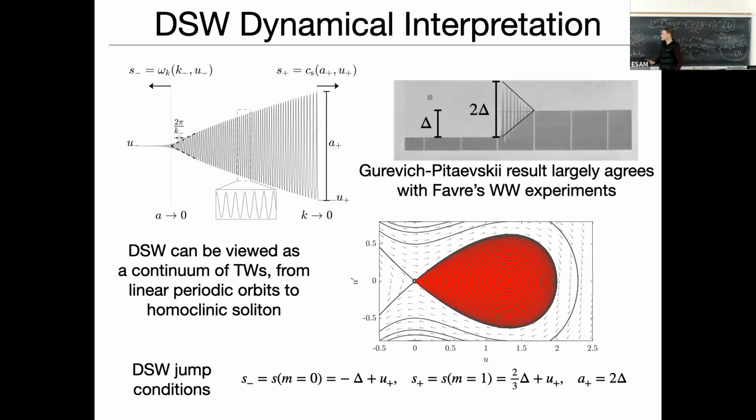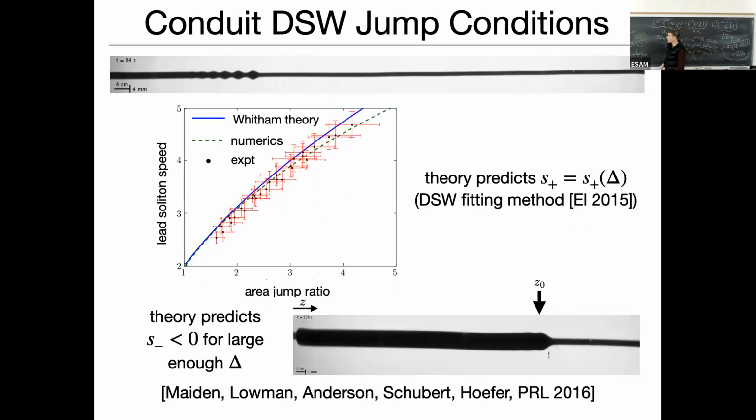If you just take their result and plot it on top of Favre's laboratory measurements, you don't do too bad. In particular, their key result is that the lead solitary wave or the lead oscillation should be twice the jump height. Here it's not quite, but certainly the approximately linear amplitude growth does seem to be reasonably well followed. And we could actually observe these in our experiment.